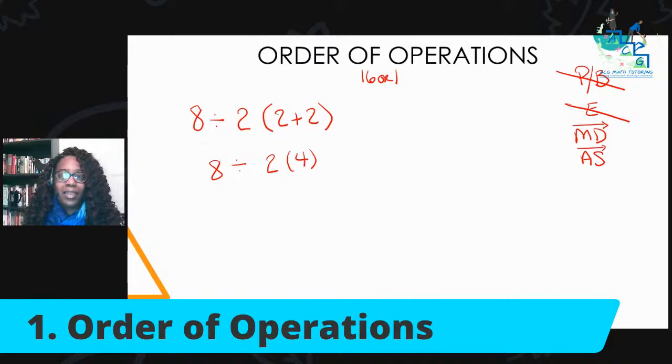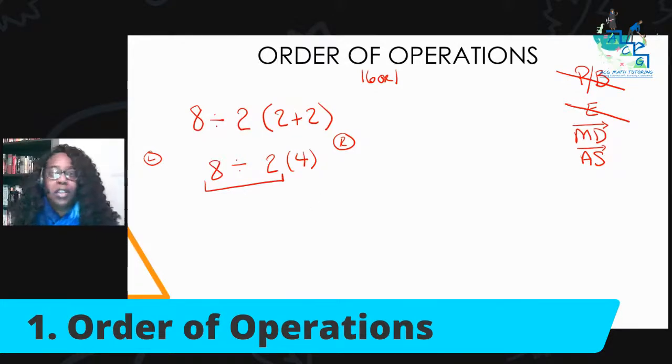Here's the key. From left to right, I'm either doing multiplication or division. Here's your left and here's your right. Okay? What operation comes first? Your 8 divided by 2. I know, I can hear the moans. My window is closed, but I can still hear it. So we have 8 divided by 2. That gives me 4. Then I'm bringing down my parentheses of 4.